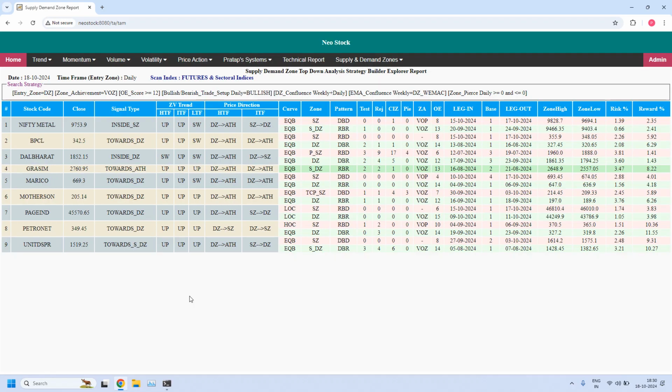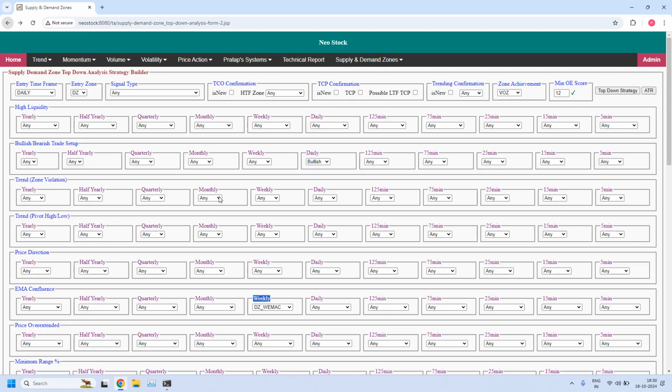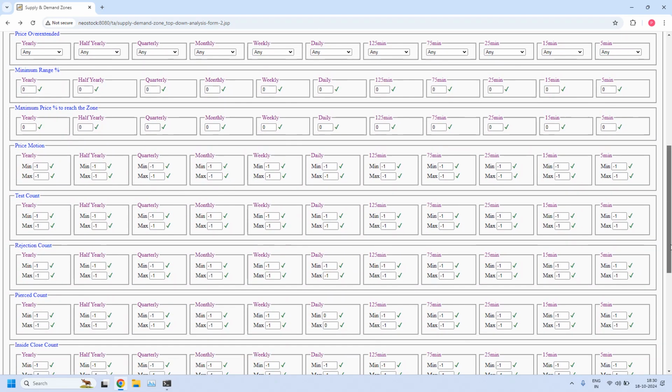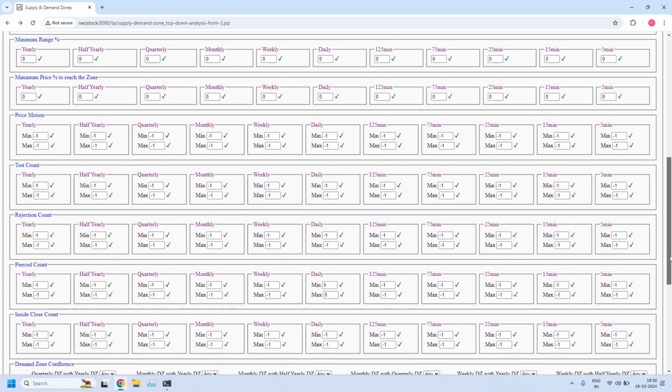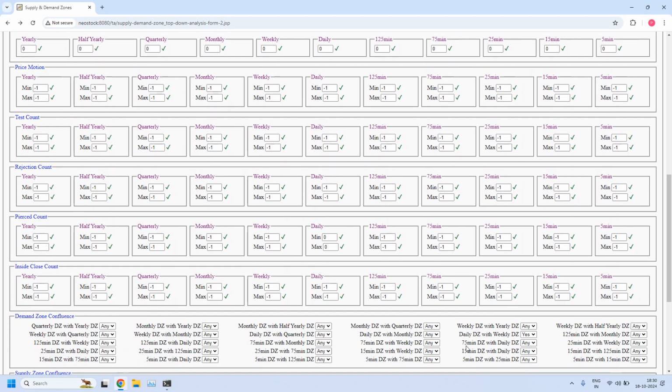Okay, next let us look for HTF confluence, that is, LTF, ITF, HTF confluence. I have to remove this EMA filter. This EMA filter is applicable only for ITF zone confluence. So remove the EMA filter. In the HTF confluence, LTF, ITF demand zone confluence is already enabled. That is the daily demand zone with weekly demand zone, already selected. Next, the remaining 2 filters: daily demand zone with monthly demand zone confluence, and also weekly demand zone with monthly demand zone confluence. Both these filters I enabled.